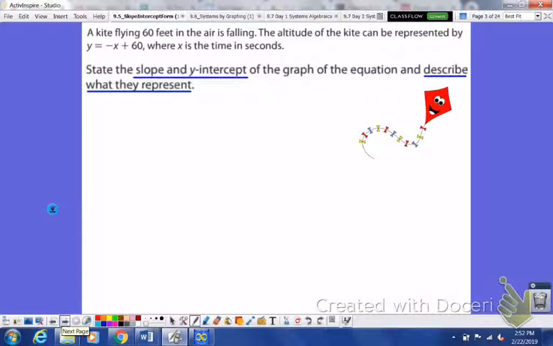So last part of this section, a kite flying 60 feet in the air is falling. The altitude of the kite can be represented by y equals negative x plus 60, where x is the time in seconds. State the slope and y-intercept of the graphs of the equations and describe what they mean. All right, so I've got y equals negative x plus 60. So our slope, you see we have a negative x. So that tells us it's a negative 1.